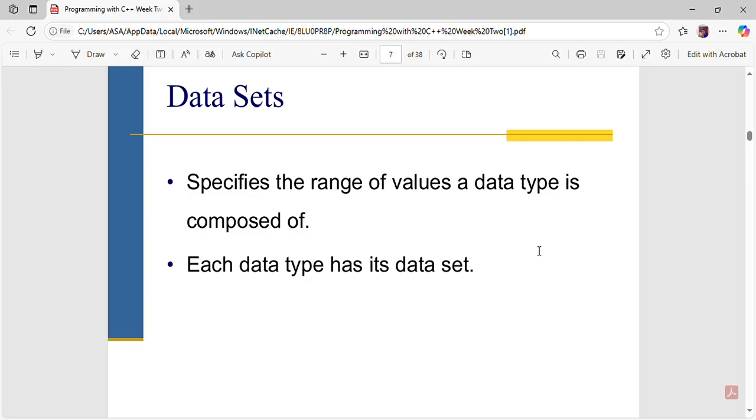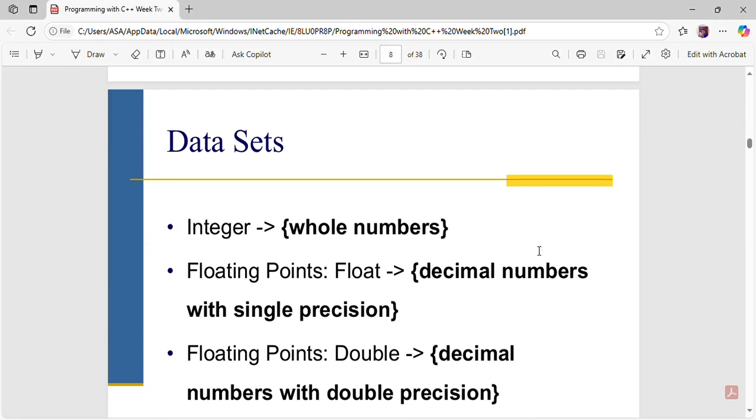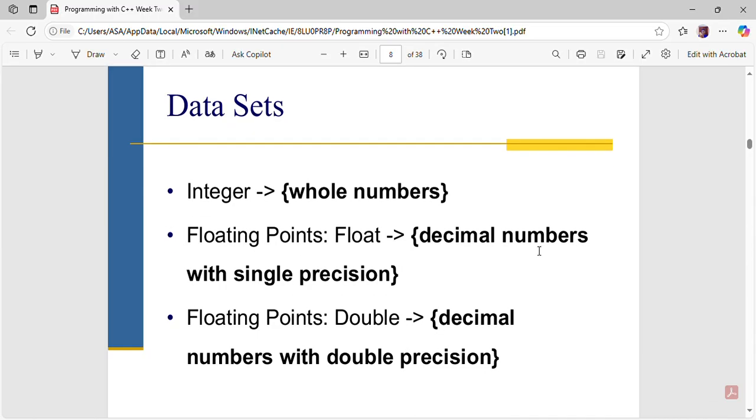Let's look at data sets. The sets specify the range of values a data type is composed of. Each type has its data set, so each member has its own set or its own range. So let's look at some data sets.